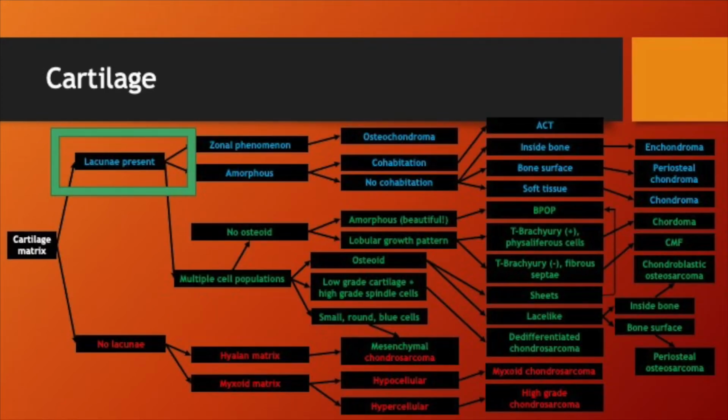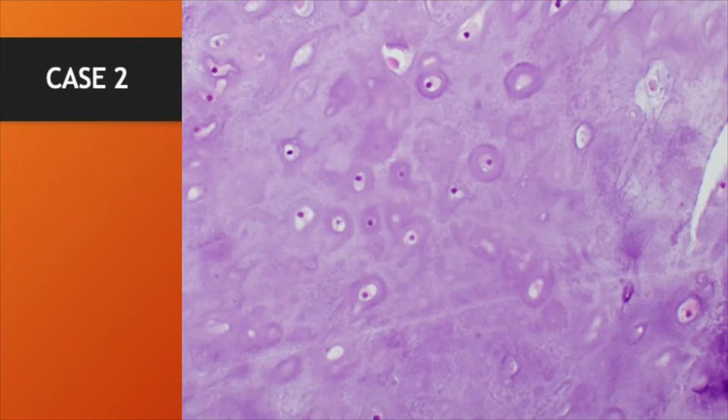The next thing we want to ask is, are there multiple cell populations? Or if there's a singular cell population, is there a zonal phenomenon, or is this amorphous? We only have one cell population. All of these cells look roughly similar, with a similar nuclear appearance. There's not a cluster of one type of cell and another cluster of another type. So we're into the single cell population portion of that algorithm.